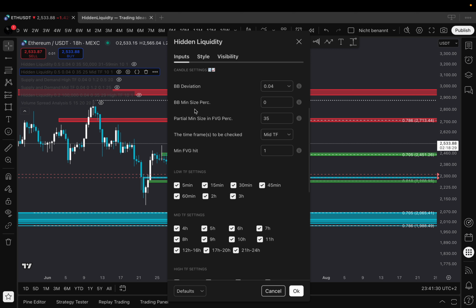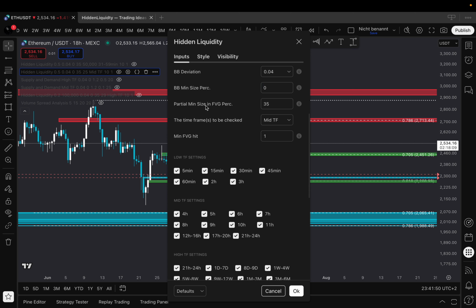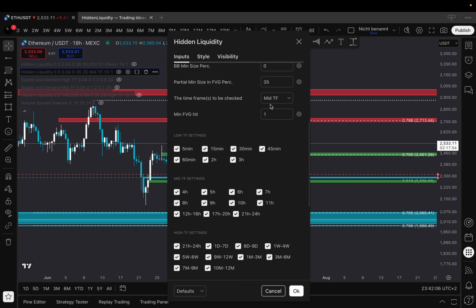Then a breaker block minimum size percentage. If you don't want to trade tiny hidden order blocks because you think that the body might contain less liquidity, you can just say, okay, let's put it to 0.1, and you won't see the tiny hidden order blocks anymore. Then we go to partial minimum size and FVG percentage. That basically means how much of the hidden order block should be behind the FVG. I'm personally using 35%. I did some backtesting on it. I really like it.